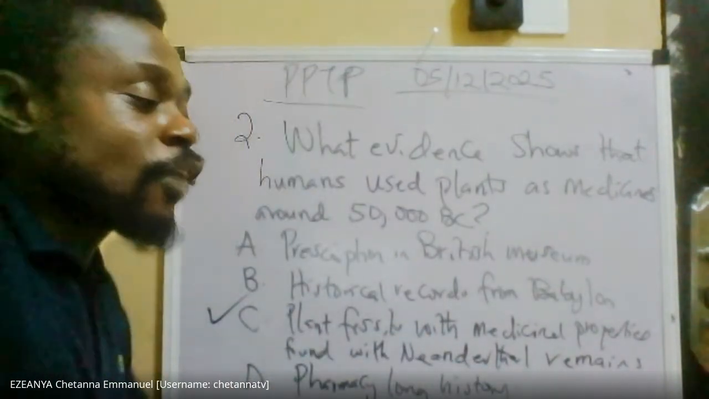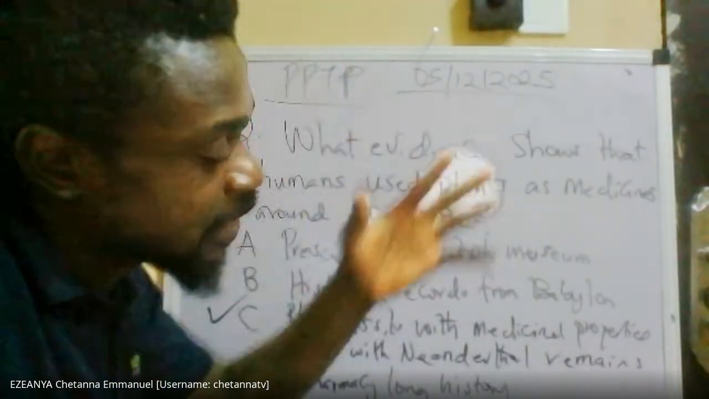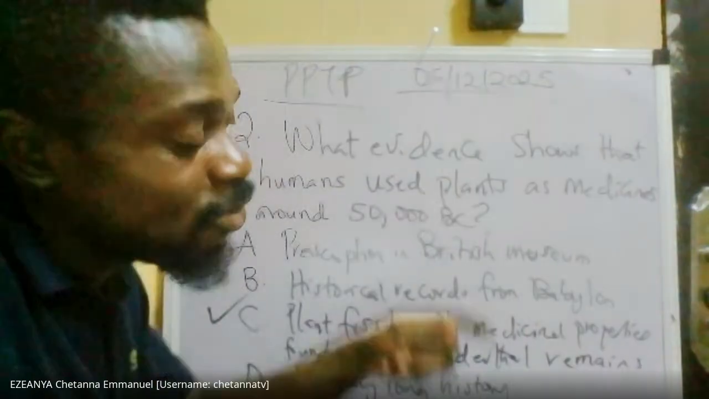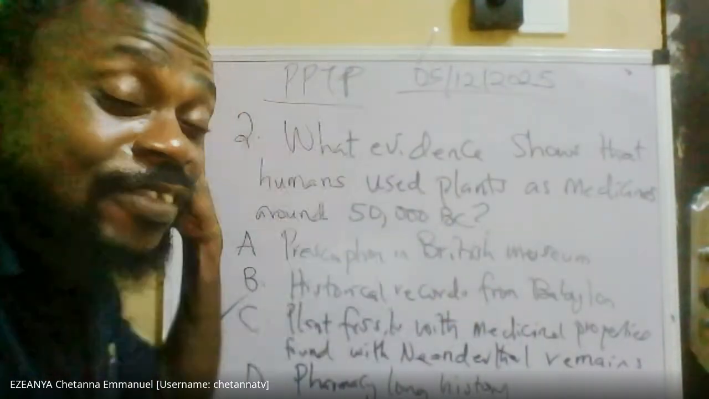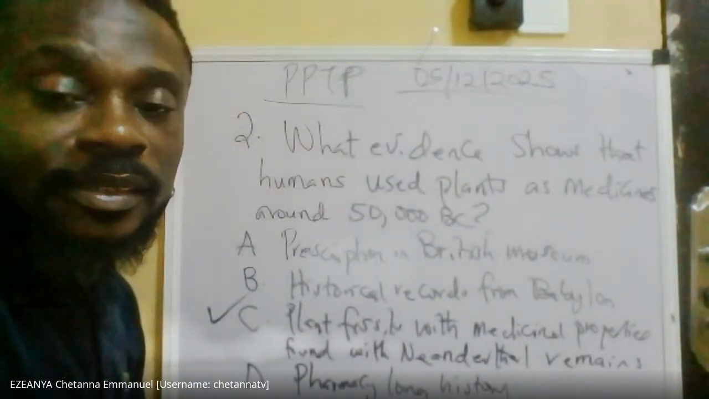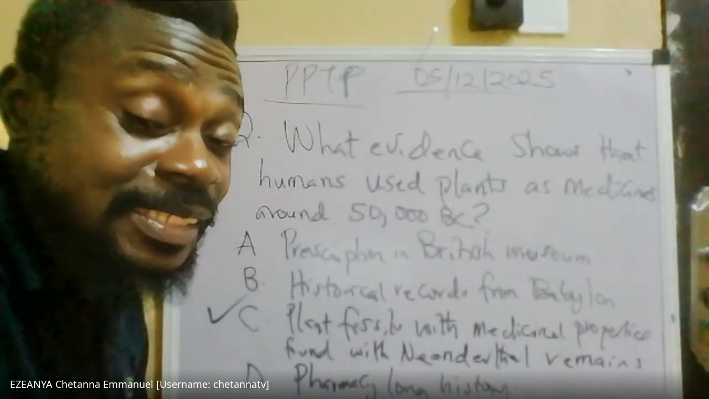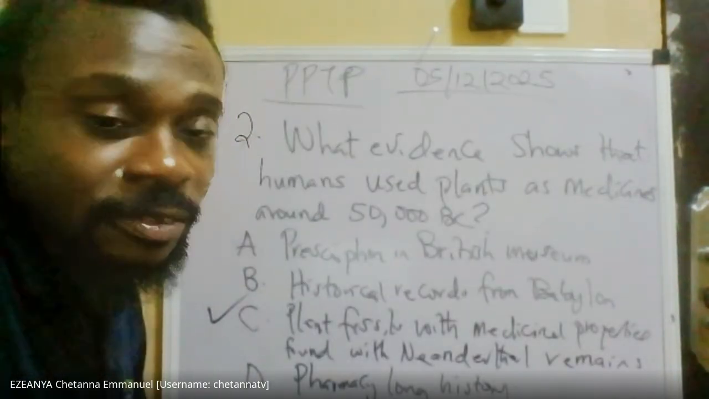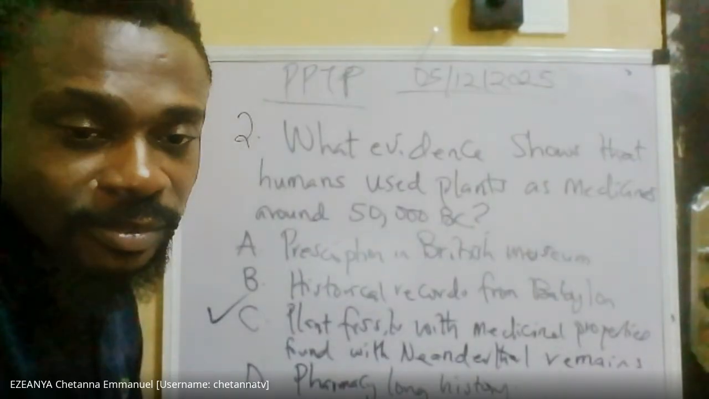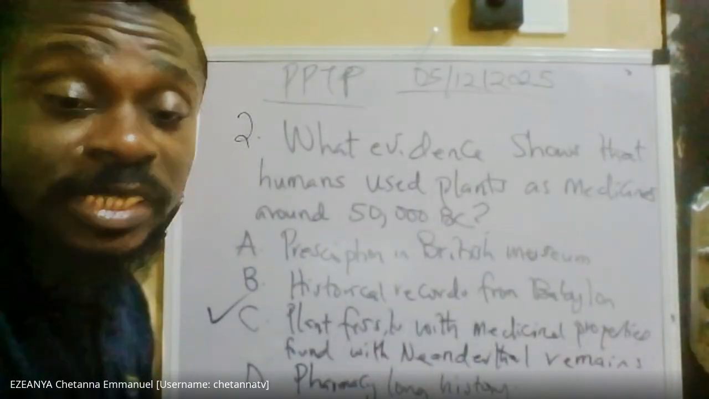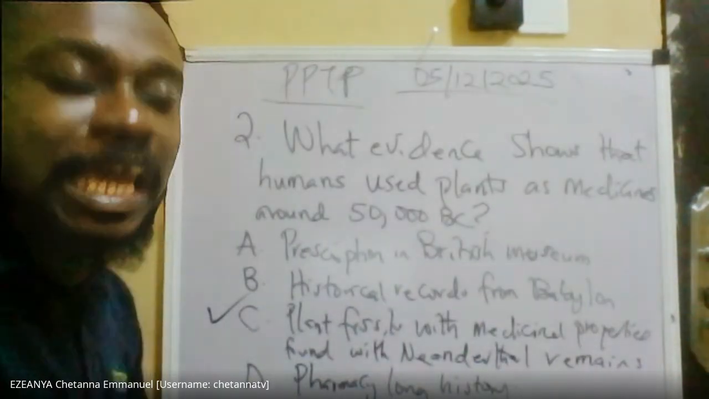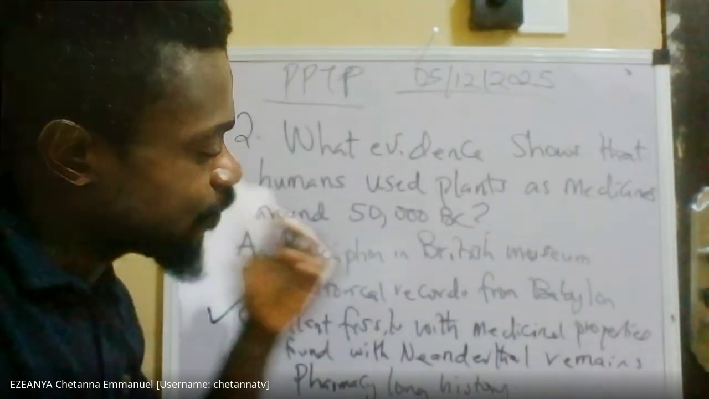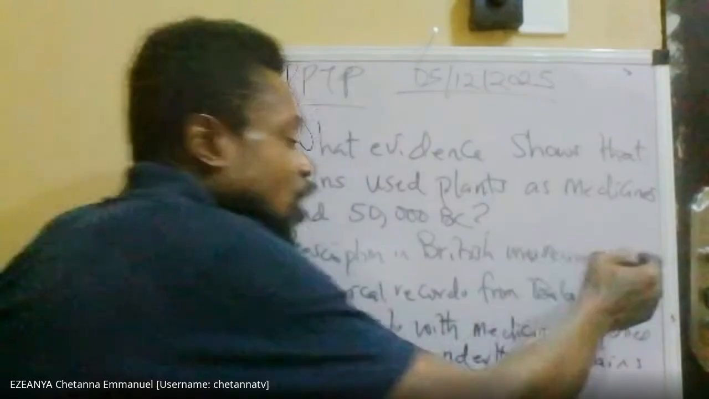So for the fossils now, we checked and found that they were used 50,000 BC, very long time. So no history that time, no documentation. Okay, so prescription, yes, prescription came, but it was much later. So it's not 50,000 BC. So this is the answer.